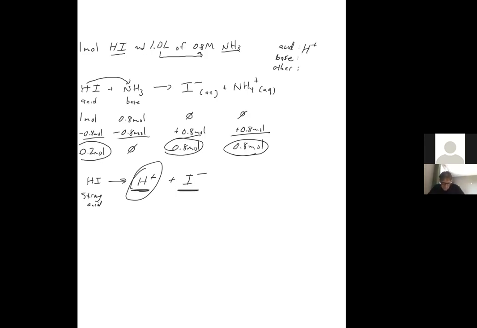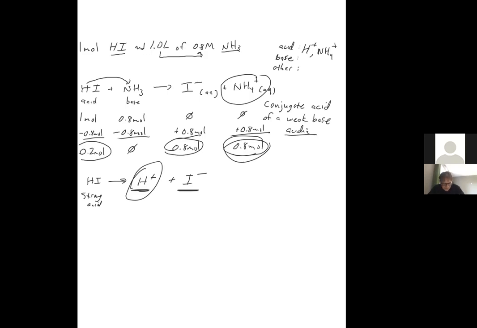We have another one here. This is the conjugate acid of a weak base. Let me write this a little more clearly, sorry. Conjugate acid of a weak base. So that means it's acidic. So we have another one. We have NH4 plus.